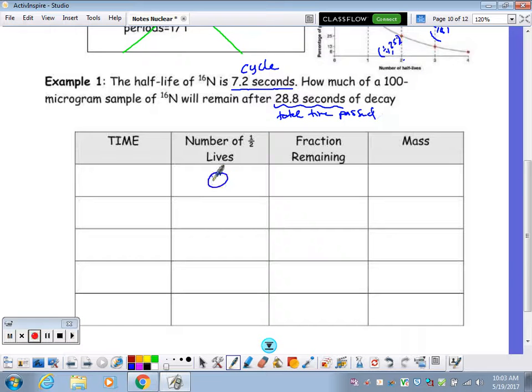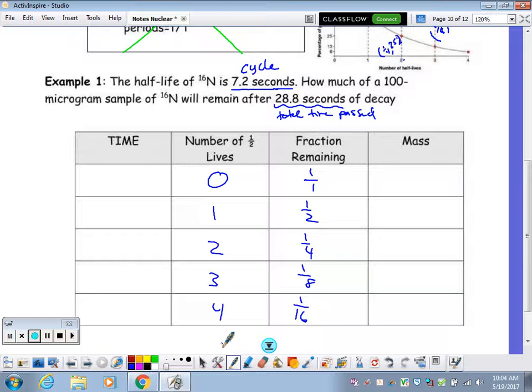Well, you have your 0 cycles, 1 cycle, 2 cycles, 3 cycles, 4 cycles. I'm just going to list those. And you know the fraction remaining: if no half-lives, my fraction is 1 over 1. That never changes. At the end of the first cycle, now it's 1/2. End of the second cycle, it's 1/4. At the end of the third cycle, 1/8. And at the end of the fourth cycle, it's 1/16. This fraction always matches up to the specific half-life cycle that has passed.